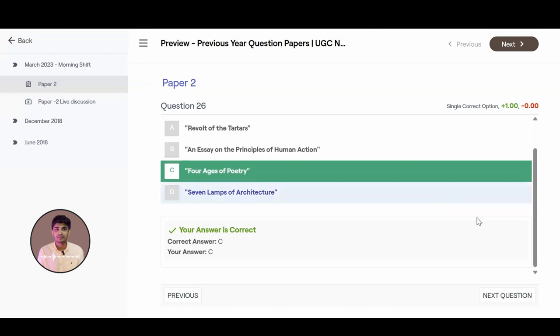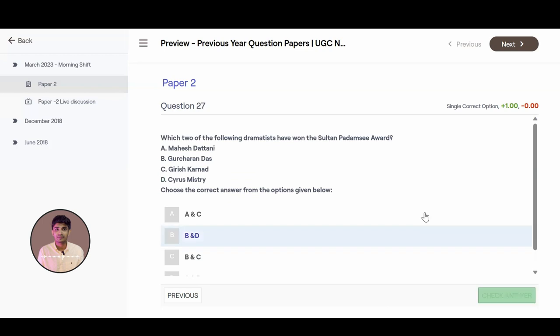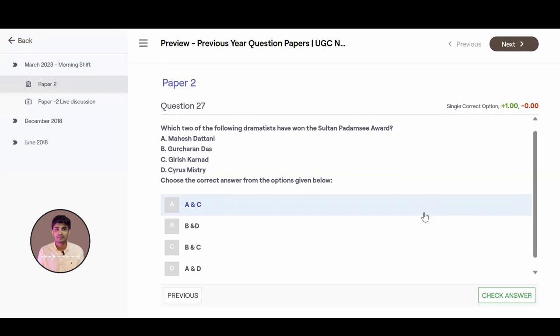All right. Okay. 27th question. Which two of the following dramatists have won the Sultan Padamsi Award. When I take classes on Indian literature, I tell who won what award, and that kind of information might come handy to answer these questions.